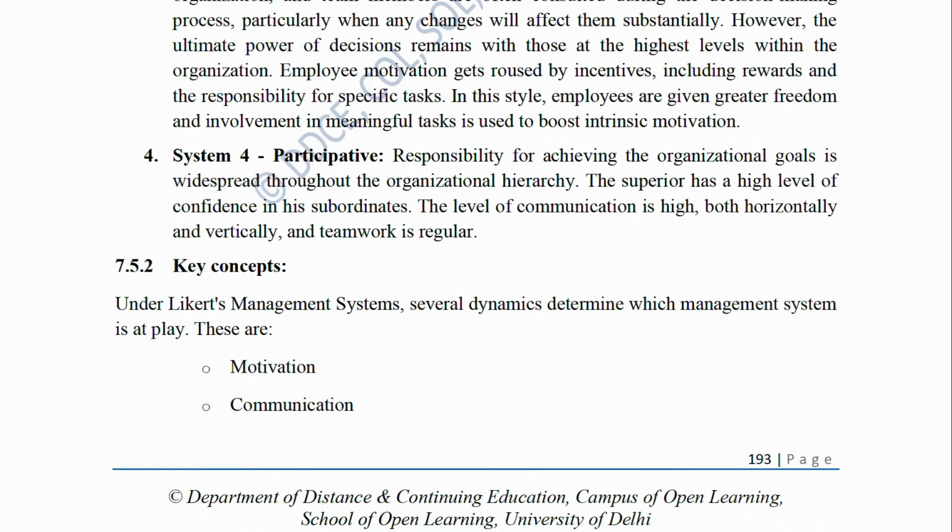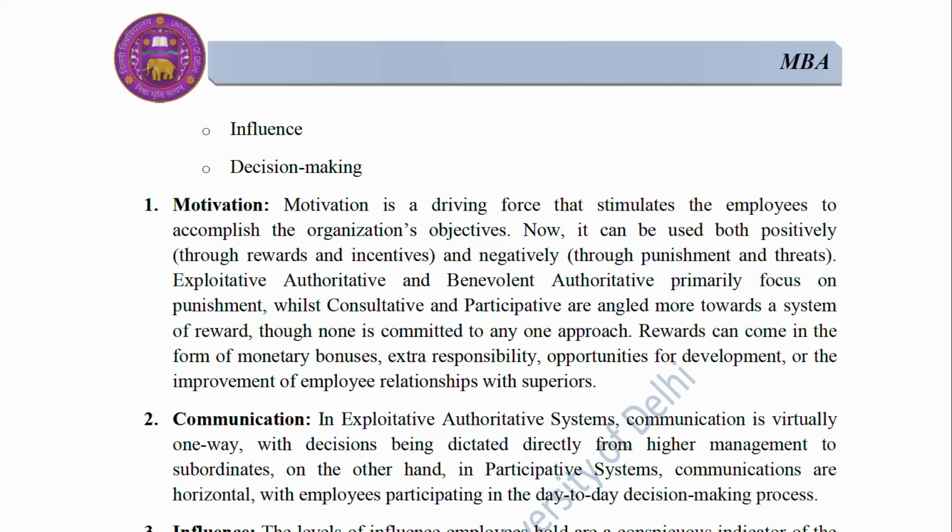7.5.2 Key Concepts. Under Likert's management systems, several dynamics determine which management system is at play. These are number 1, motivation; 2, communication; 3, influence; and 4th, decision making.